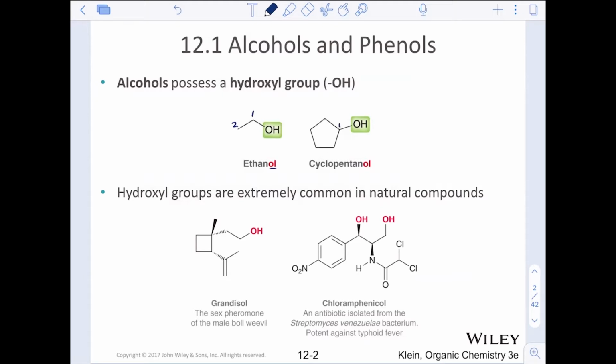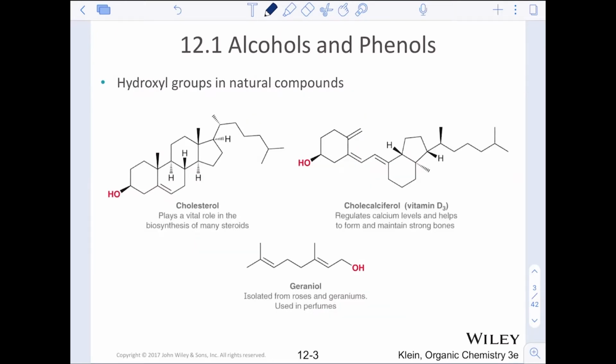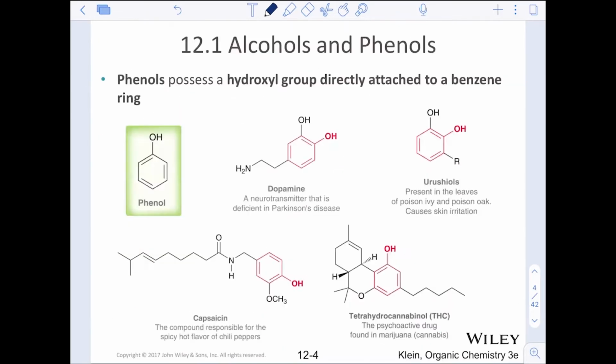Same thing here. We have 1, 2, 3, 4, 5 carbons in a cyclic structure. That would have been cyclopentane. Slap an OH group on there and you're cyclopentanol. There are natural hydroxyl groups, cholesterol, vitamin D3. Those have the hydroxyl groups highlighted there. So we're going to be able to see how we make these.